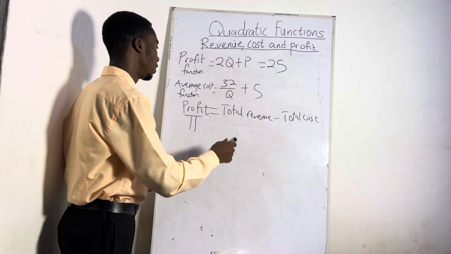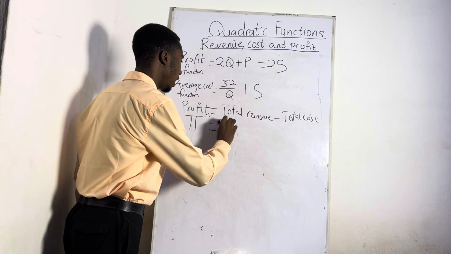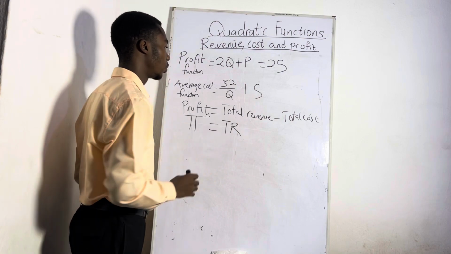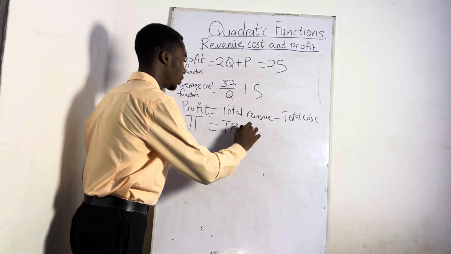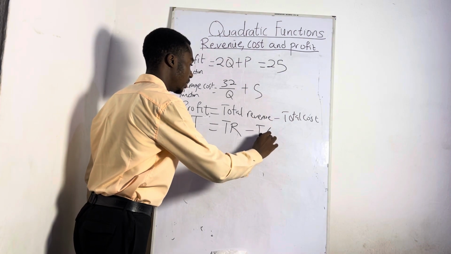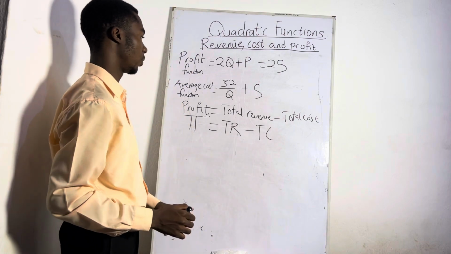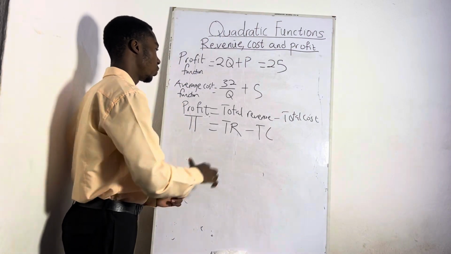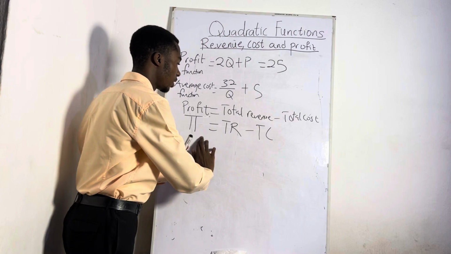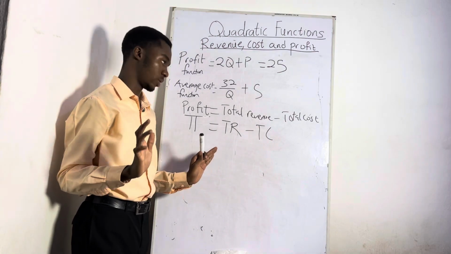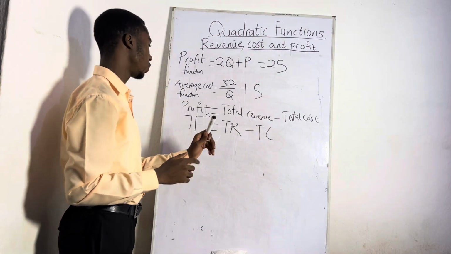Then the total revenue is represented by TR. The T is for total, the R is for revenue. And the total cost is represented by TC, T for total, C for cost. So we know that the profit is equal to total revenue minus total cost. That's what I've just written here. That's all.